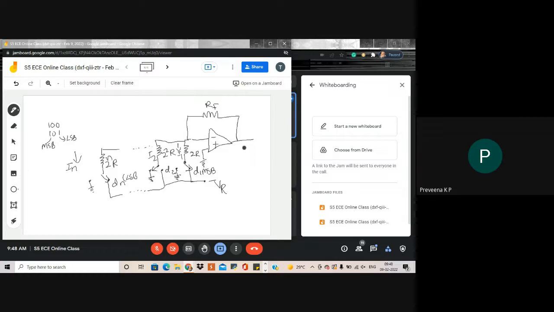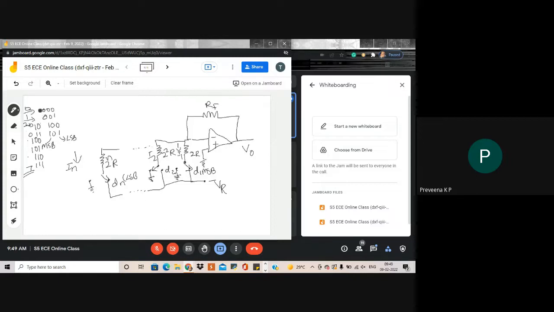Whenever we are giving bit patterns in any order, the bits may be 0, 0, 0, or 0, 0, 1, then 0, 1, 0, in the same order, 0, 1, 1, 1, 0, 0, 1, 0, 1, 1, 1, 0, 1, 1, 1. In the case of a 3-bit DAC, how many inputs can we give? This corresponds to 0, this corresponds to 1, and it goes up to 7. So using a 3-bit DAC, we can give 8 different inputs, from 0 to 7.